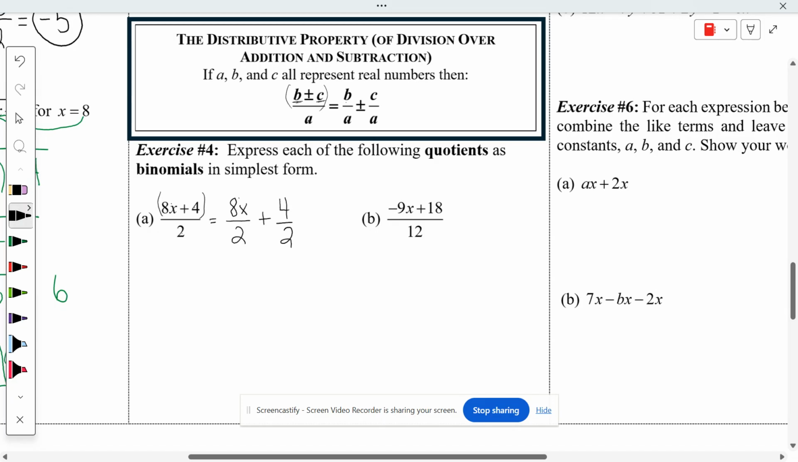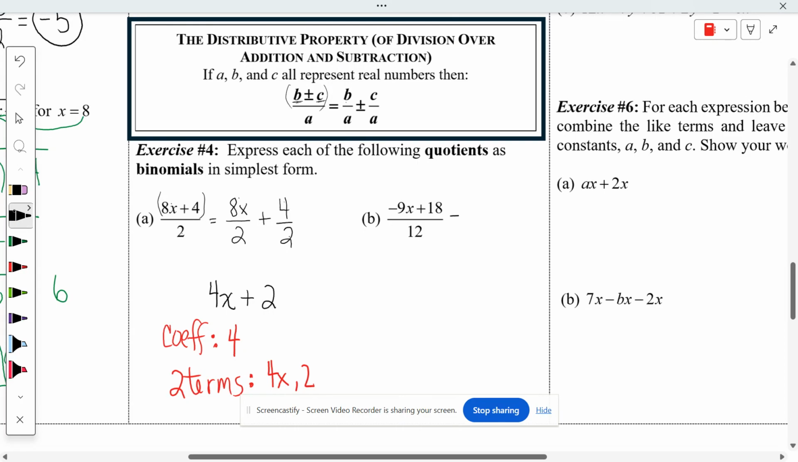And then I want to simplify it. Well, 8 divided by 2 is 4. So that gives me 4x. Plus 4 divided by 2, well, that's just 2. So in this binomial, I have a coefficient of 4, and this has 2 terms. My terms are, I'll list them this time, 4x and 2. Those are my terms. Let's do this next example.